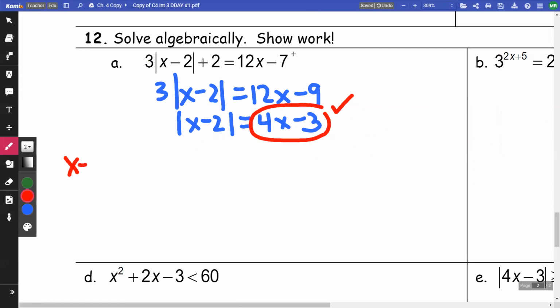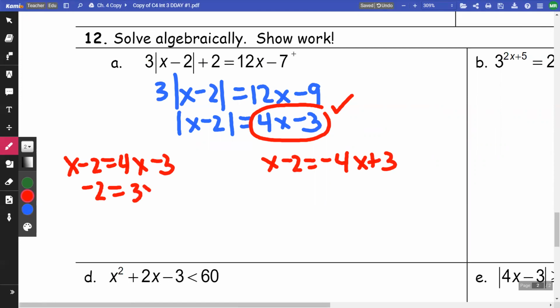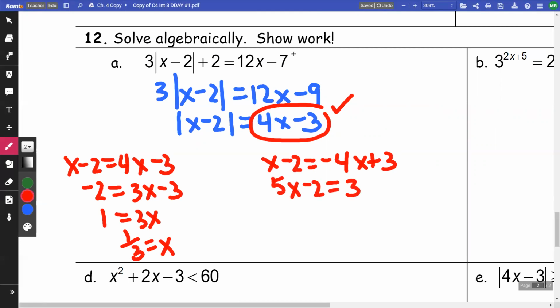So I'm going to have x minus 2 equals 4x minus 3, and x minus 2 equals a negative 4x plus 3. You make both of the terms on the other side opposite. So I'm going to minus x from both sides on the first one. I'm going to add 3 to both sides, and I get 1/3 as an answer. And I need to check that here in a second. I'm going to add 4 to both sides, so I get 5x. I'm going to add 2 to both sides, so I get 5x equals 5. I'm going to divide by 5, and I get x equals 1.